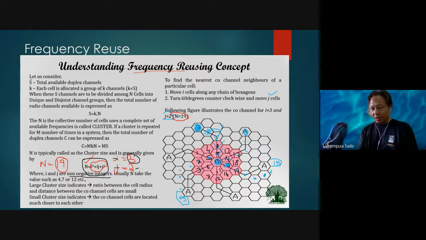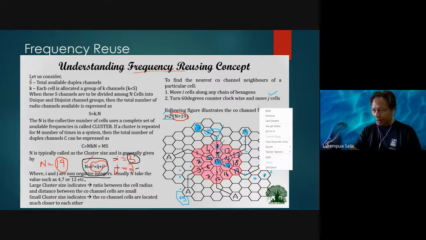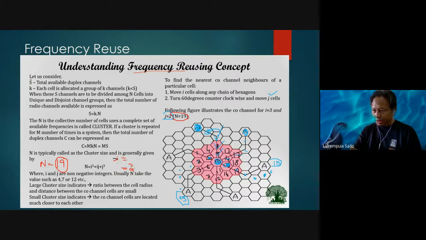Then how to calculate the total number of cells within a cluster? This is calculated by using N. N is equal to i square plus ij plus j square. By using this, we can calculate. Then we can have the output.